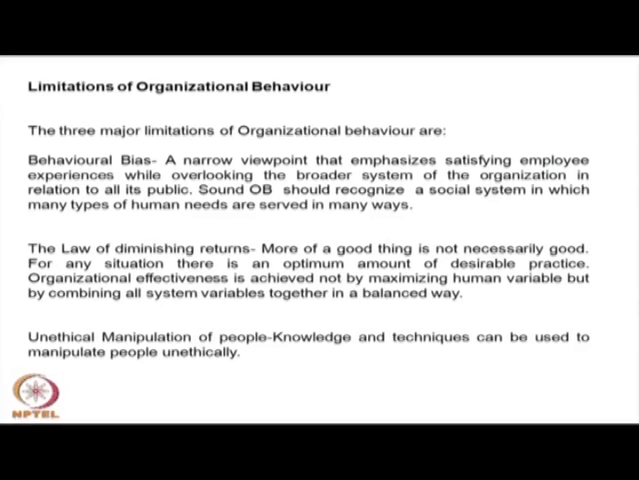So organizational effectiveness is achieved not by maximizing human variables, but by combining all systems variables together in a balanced way. This is important. If you remember the theory Y while we were discussing, we are talking of employee development, growth and development of employees, but again there was a link to it along with the organization's development.